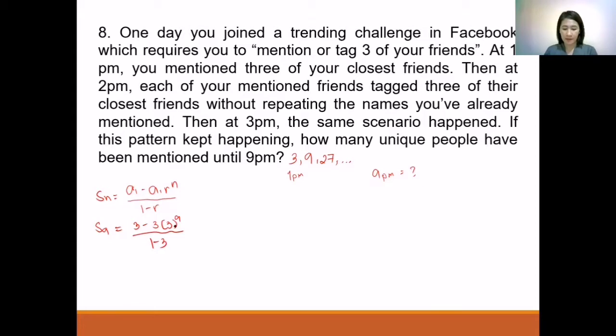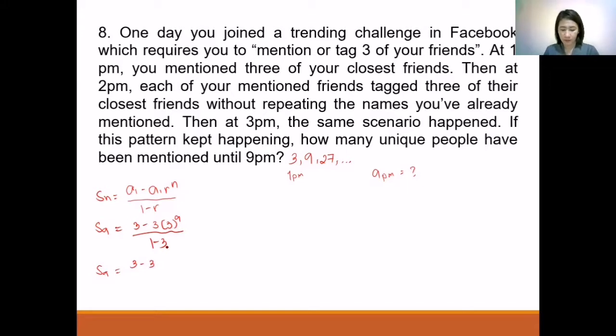So we'll now simplify. Unlike earlier, where we had 1 and we removed it right away, this time we cannot remove it. So we'll have the exponent first: 3 minus 3 raised to 9 first.